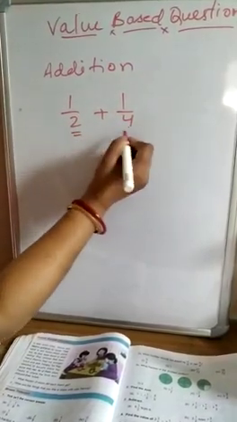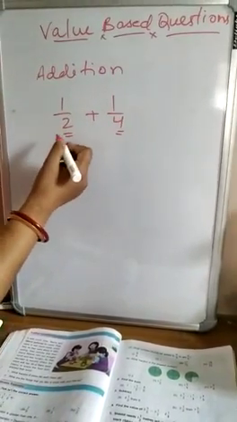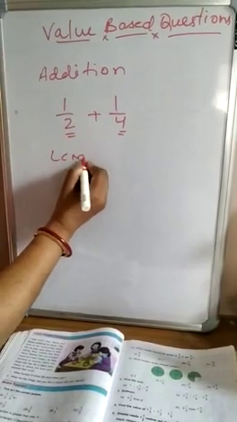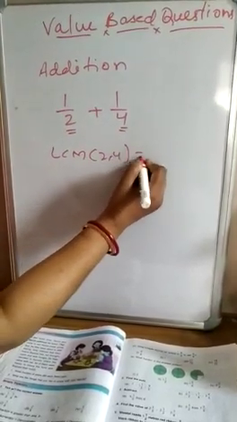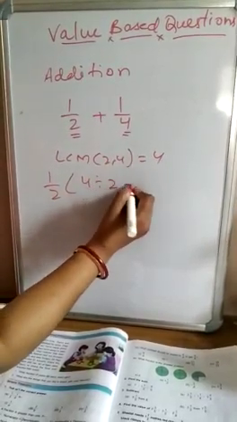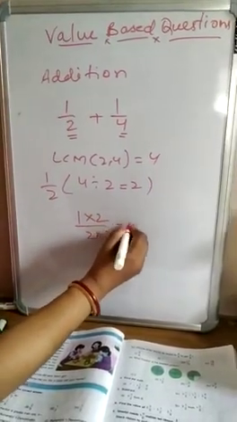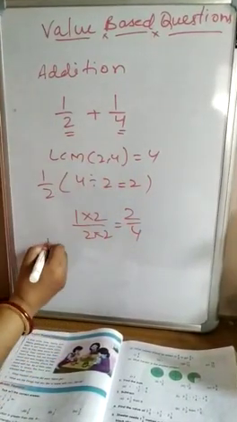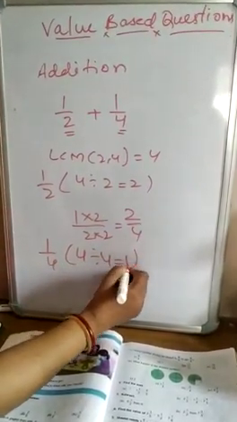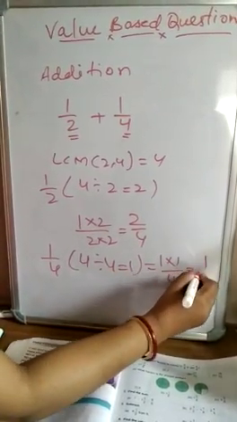Here we have to convert these unlike denominators into the same denominator, by taking the LCM. You will find the LCM of 2 and 4, that is equal to 4. Then for 1 by 2, the LCM is divided by the denominator 2, then 1 will be multiplied by 2 and 2 will be multiplied by 2, it is 2 by 4. Now it comes to 1 by 4. Here again LCM divided by the denominator, 4 divided by 4 equal to 1. 1 into 1 by 4 into 1, that is equal to 1 by 4.